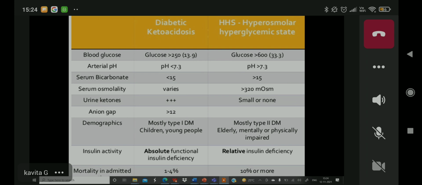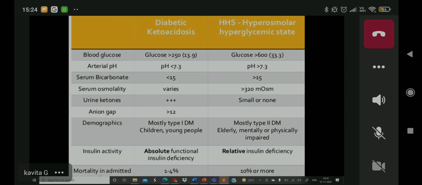So HHS is in the older age group, type 2. Here it's in the younger, type 1. And over here, as the name suggests, in ketoacidosis, your pH would be less. In HHS, the pH would be more. Then you can see over here, look at the glucose levels. So HHS you diagnose when you get a value of like 700, 800, okay?